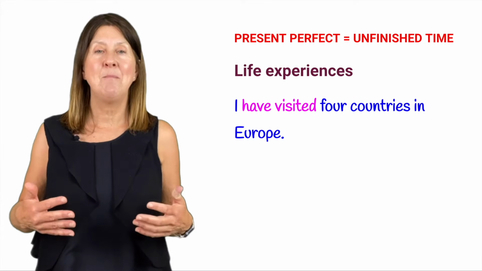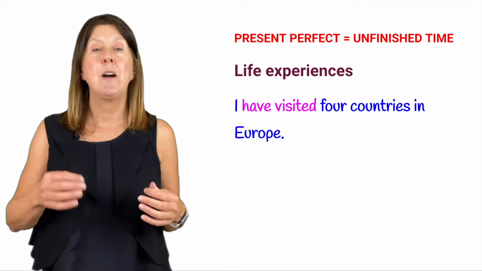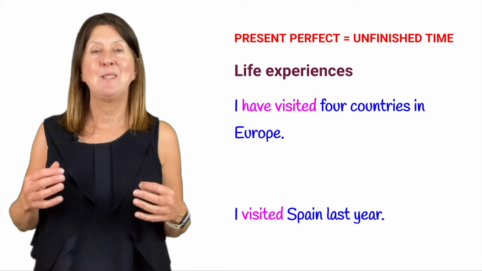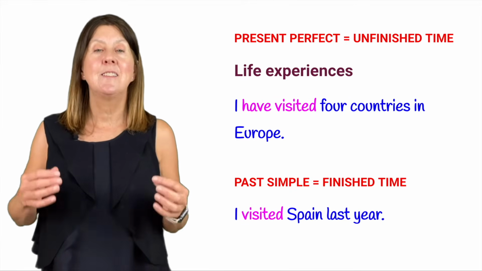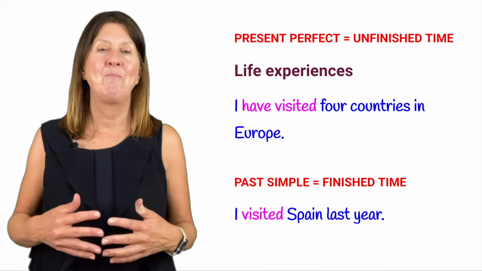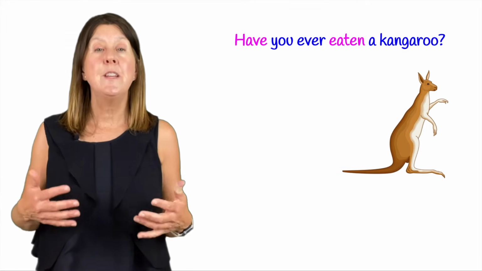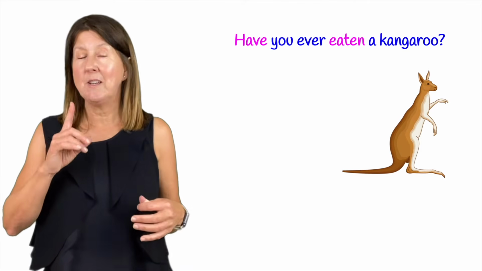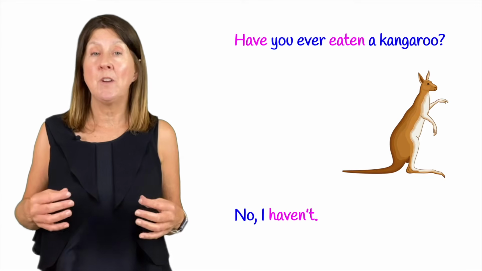You might visit more. But if you talk about a specific trip in the past, you say, I visited Spain last year. This is finished time, last year, so you use the past simple. Have you ever eaten a kangaroo in your life? Unfinished, remember? So we use the present perfect. No, I haven't. I might eat one in the future.